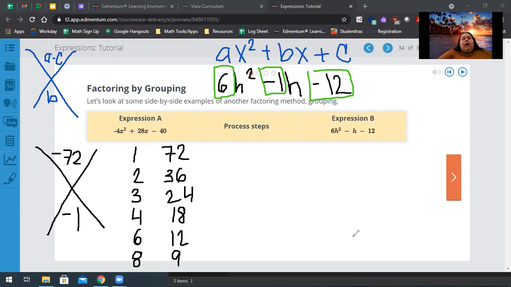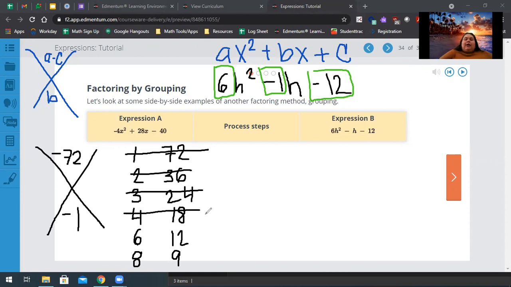It's a little bit longer, but I want to try to get a 1 from here. So like I said, you can add or subtract. 1 plus 72 is 73, and if I subtract them, I get 71. That's not close to 1 at all. 2 and 36, either 38 or 34. 3 and 24, again, the difference between them is too high. 4 and 18, that is 22 or 14, my mistake.